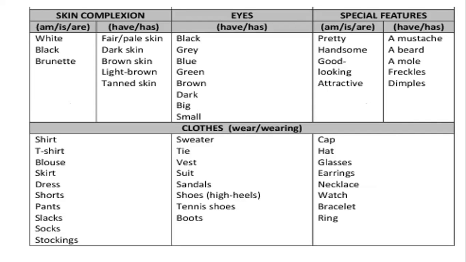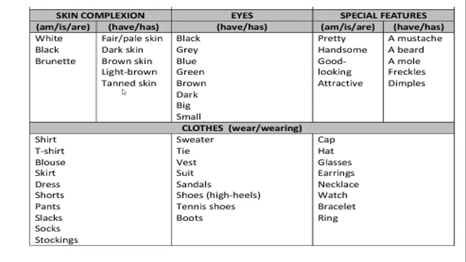Okay, again, to talk about some adjectives about the skin, we say, con la piel si decimos I'm, ¿verdad? I'm white, soy blanca, I'm black, soy morena o de color, digamos, oscuro, bien oscuro, or I'm brunette, como, digamos, trigueña, ¿verdad? Fair, pale skin, dark skin, brown skin, light brown. Yes, we can say fair, pale skin, dark skin, brown skin, light brown, or tan skin.